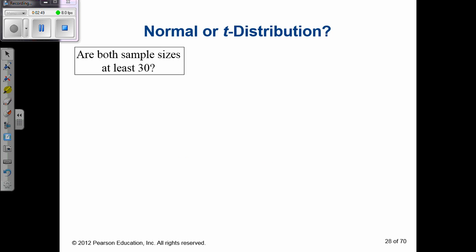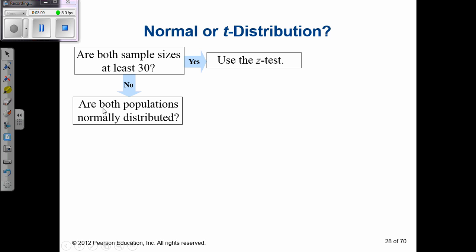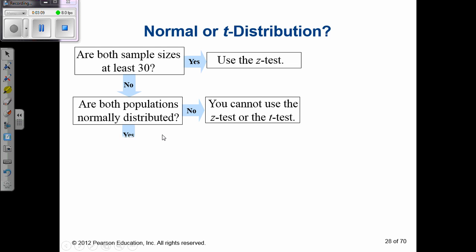So we can look at this flow chart. If both sample sizes are at least 30, then we're going to use the z-test that we learned in section 8.1. If no, then we have to ask, are both of the populations normally distributed? If the answer is no, then you can't do it at all. It's for a more advanced class.